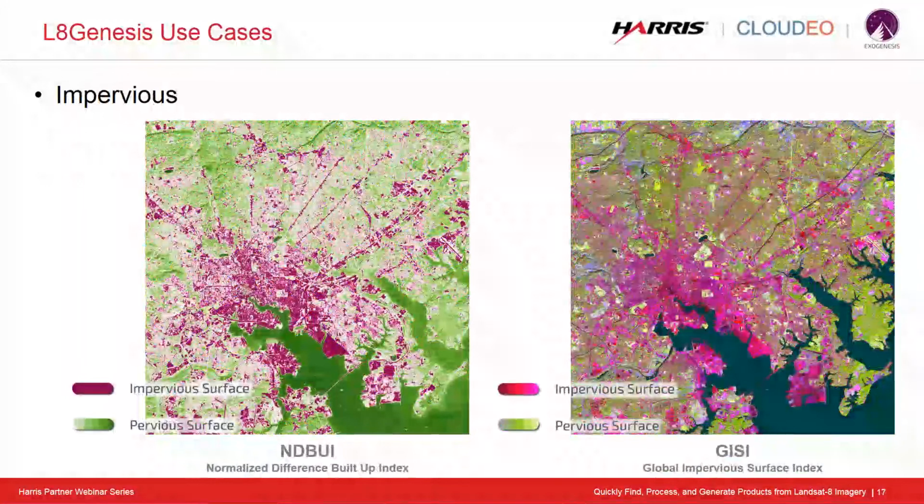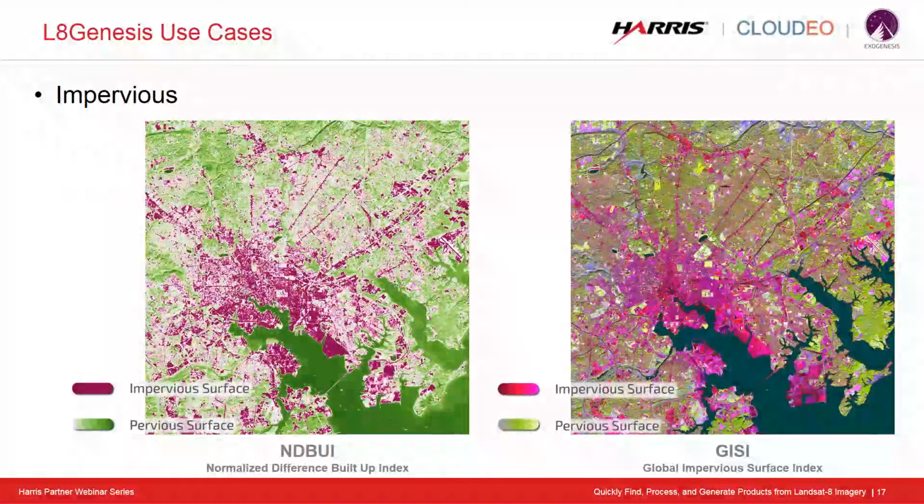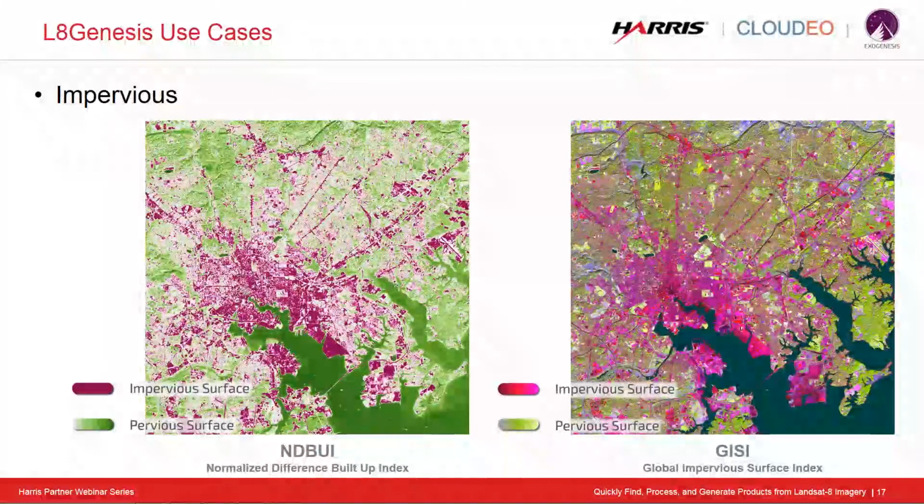The next one is our impervious surface example. So we have the NDBI, which is the Normalized Difference Built-Up Index. And on the right, we've got the Global Impervious Surface Index. So again, they're both returning fairly similar results, but the GISI tends to be slightly more sensitive to differentiating things like bare soil or rock, which a lot of times will show up as impervious in the NDBI. The GISI is a little more finely tuned to exclude that sort of thing.